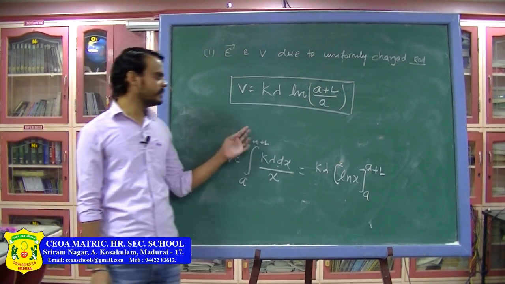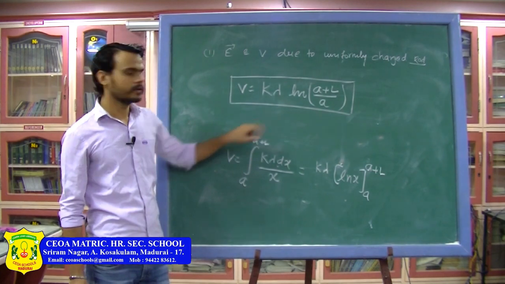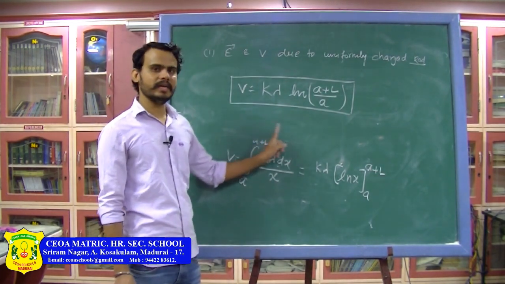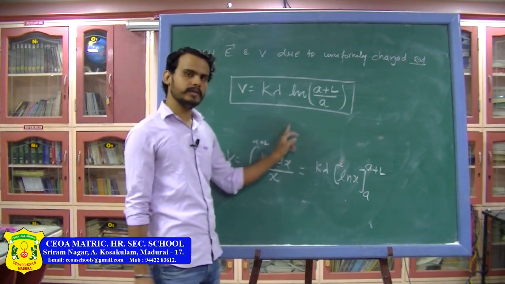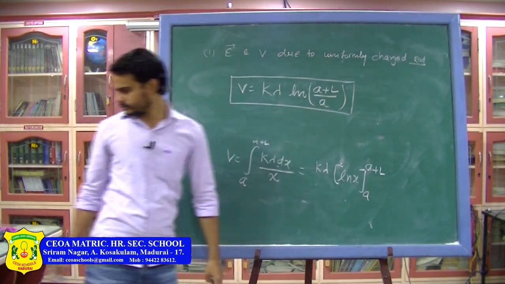So for the electric field, again lambda can be written as q by l. So electric field is k q divided by a into (a plus l). Potential is k lambda ln of (a plus l) divided by a.